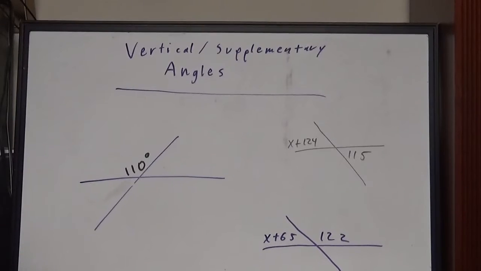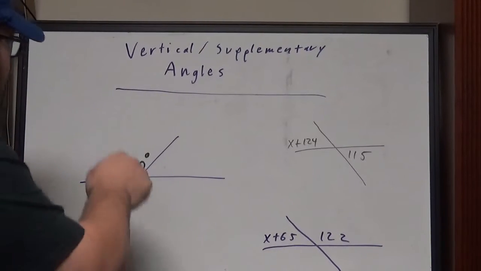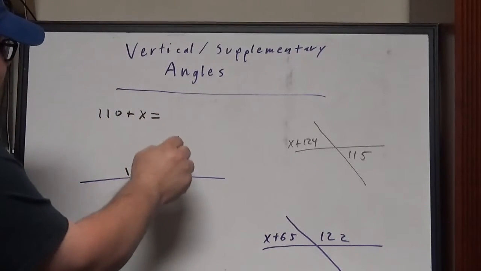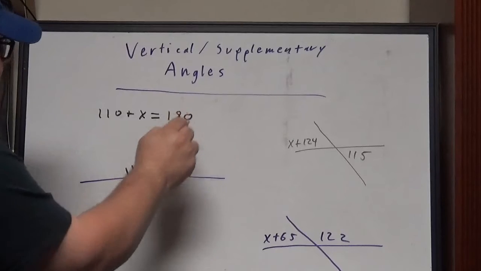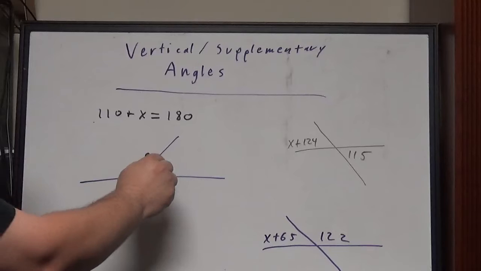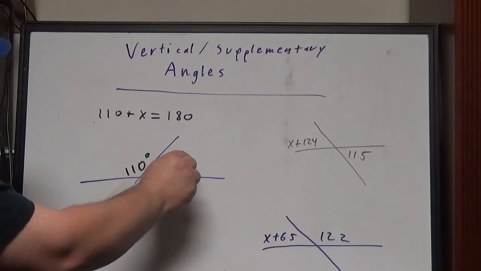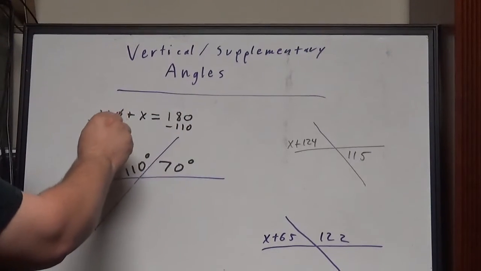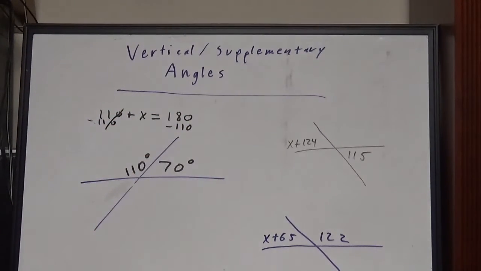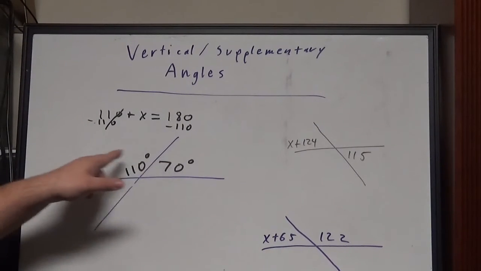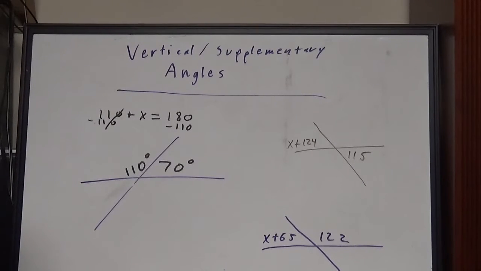Well, 110 plus something equals 180. Now you could solve it, it's a one-step equation, minus 110 on each side, and you'll get 70. Minus 110, minus 110. You'll get x equals 70. And that tells you what the other angle is, the consecutive angle. That means they're side by side here.